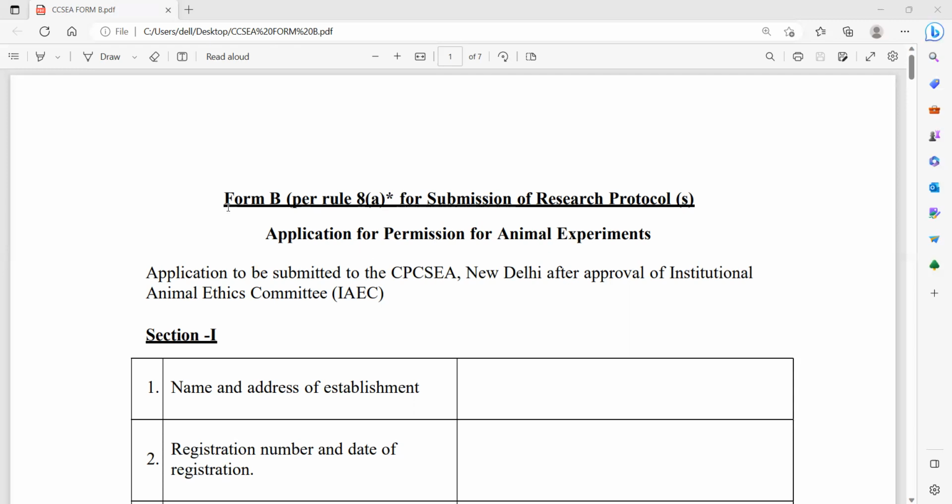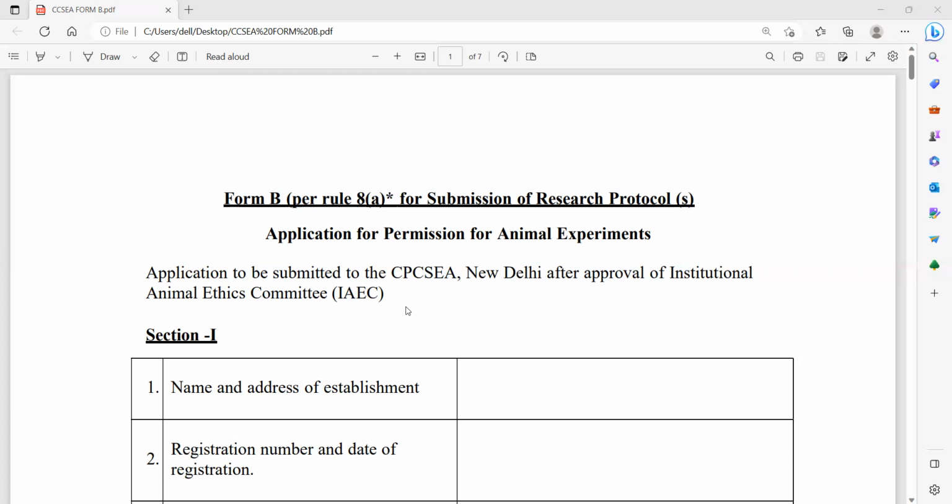तो आपका प्रपोजल अगर आपको सैंक्शन करना है तो बिफोर दैट यू हैव टू फिल दिस फॉर्म बी and then put this form in front of the committee. Committee will review this form, and if they are satisfied with the protocol, then they approve this protocol, and then only you are able to use the number of animals in the experiments.